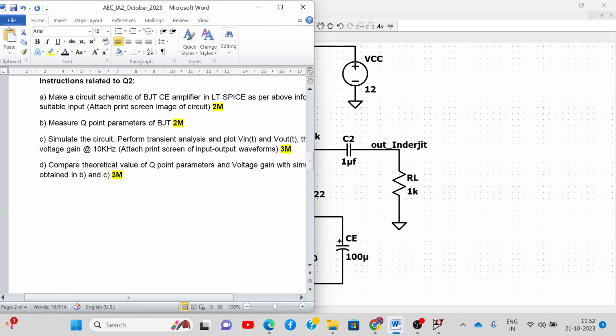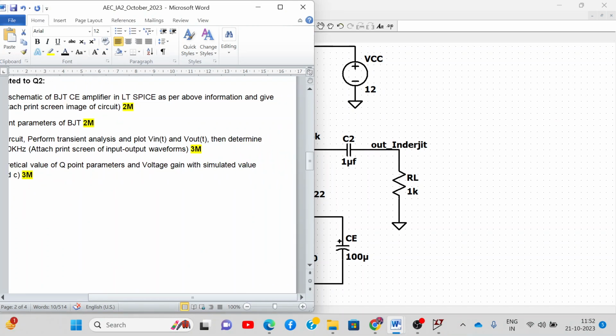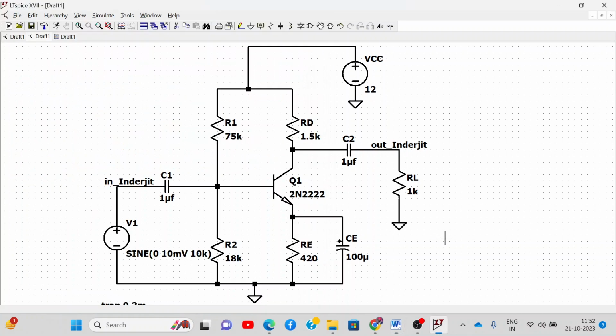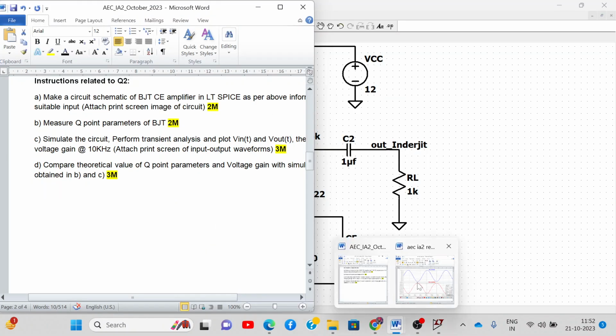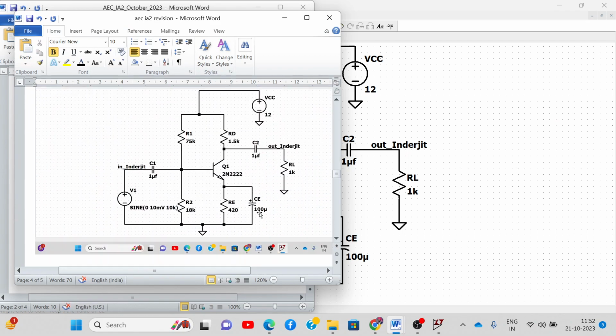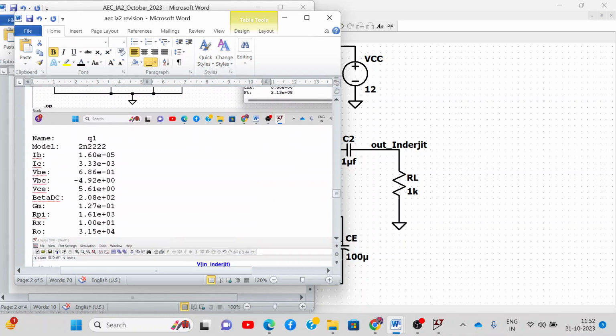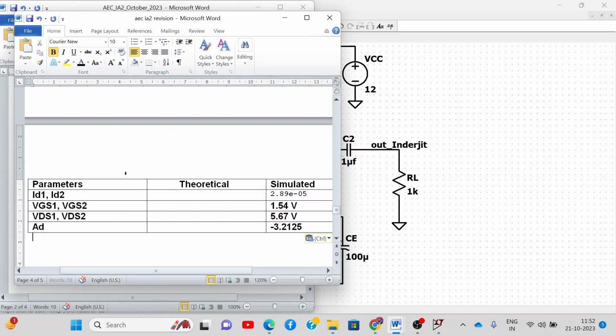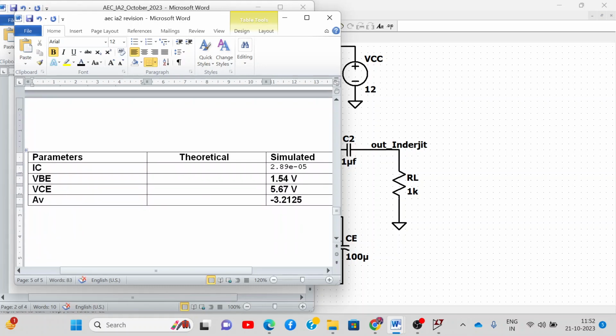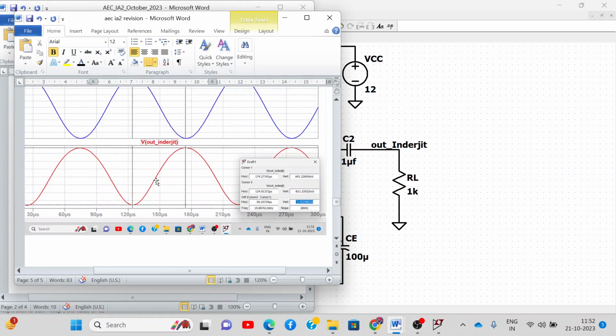Yes, sir. Okay. Now last step, compare theoretical and the Q point values and the voltage gain in B and C. So same thing as we have done earlier. Let me show it to you. We have prepared a table, right? So same table you can copy it down, but parameters will be different. Put this table over here and you will have more parameters. You will have IC, then more parameters will come. Here VBE will come, then VCE will come. Okay, these are Q point parameters and voltage gain will come. Normally these three, if you include, that will be enough. And this we already got from the simulated value.